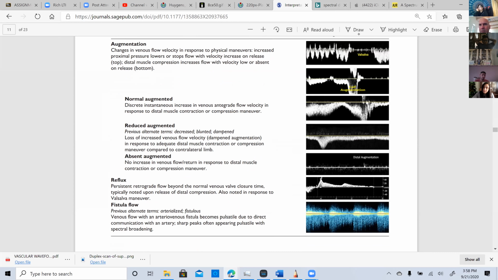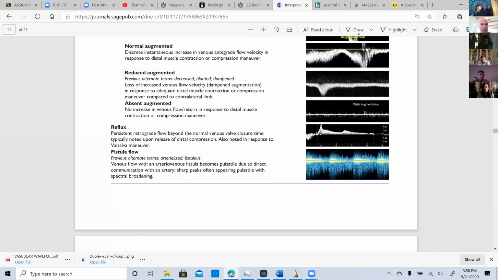Wow, what is going on with this person? That first one, I don't even know what I'm looking at. Changes in venous flow. Valsalva maneuver stopped it, so I don't know. Calf augmentation, augmentation, augmentation. Reduced augmentation, loss of increased venous flow velocity, dampened augmentation in response to adequate distal muscle contraction or compression maneuver.